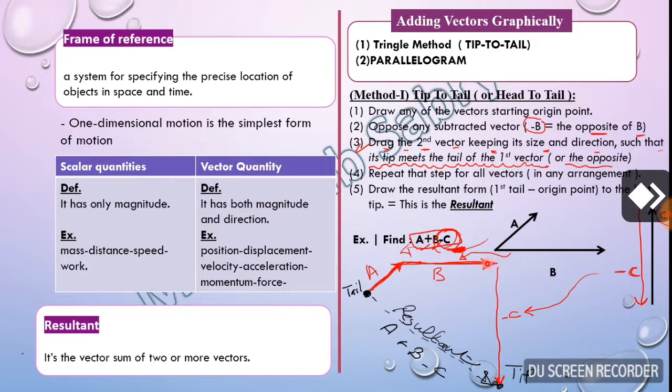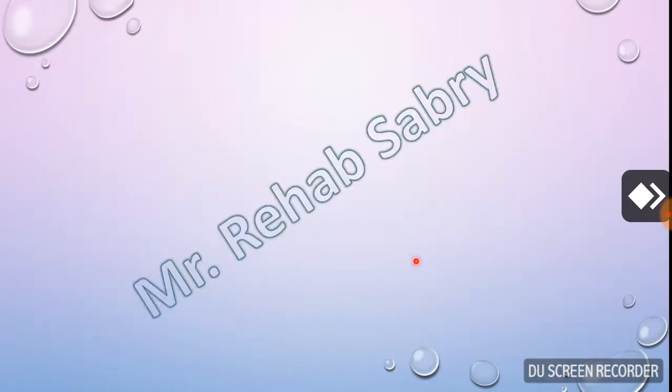Anywhere. If you keep tip to tail, tip to tail, tip to tail, the remaining will be a tail and a tip. To find the resultant, connect the tail to the tip by a vector. This vector is the resultant. For example, the sequence between A, B, and C, or C, B, and A, or C, A, and B is not important. It will give you the same answer.